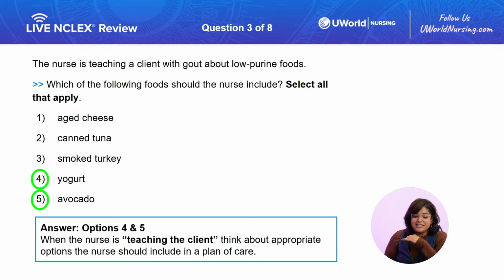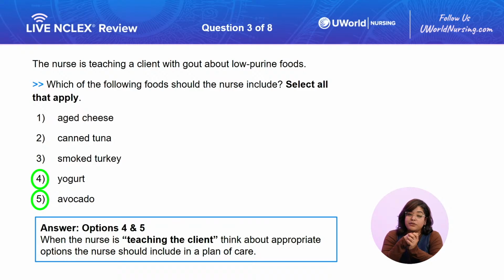All right, so the correct answers are going to be yogurt and avocado. So gout is an inflammatory condition caused by ineffective metabolism of purines, which is why we want to eat low-purine foods. The purines will lead to the accumulation of uric acid in the blood, and as the uric acid levels increase, crystals will form in the synovial fluid of joints, resulting in warmth, redness, and swelling of the joints. This could be severely painful.